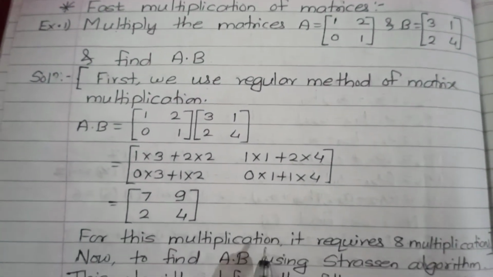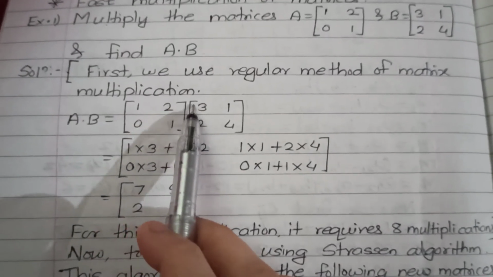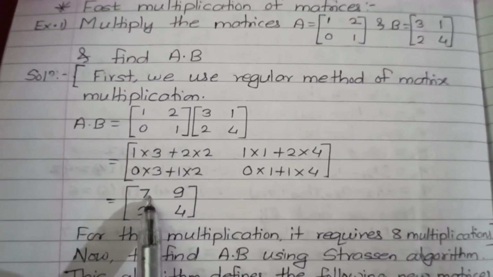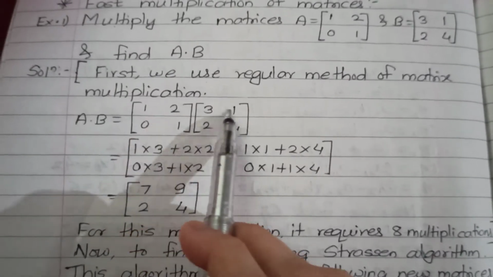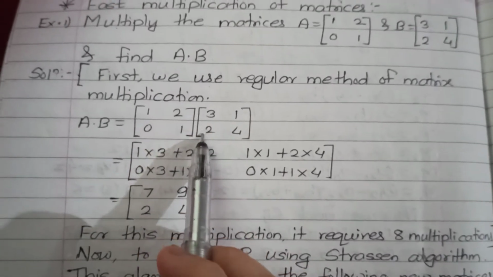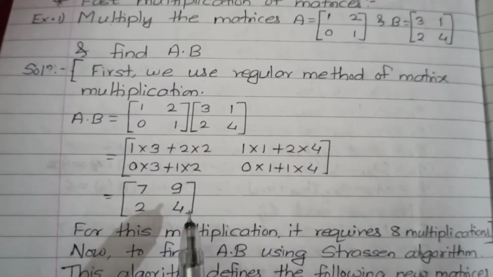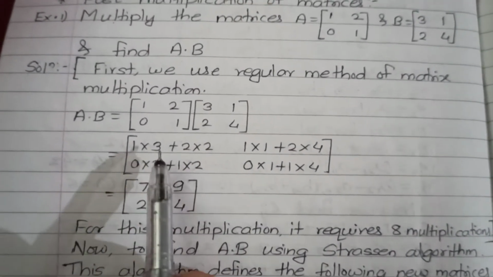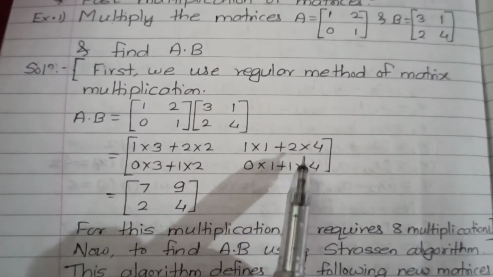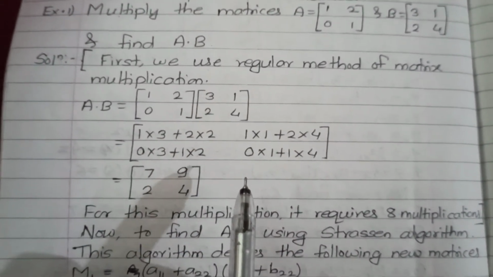Now we know the usual method of matrix multiplication. This requires first row of A with first column of B. So this will give you the entry 7, and again the first row second column, this will give you the entry 9. Then second row first column will give you 2, and second row second column, this multiplication will give you 4. So in this regular method there are total 1, 2, 3, 4, 5, 6, 7, 8. This requires 8 multiplications in order to compute the product A into B.